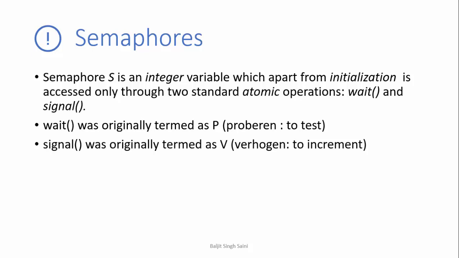Semaphore is a variable. It's an integer variable which can be accessed only by two atomic operations, wait and signal. So if you want to modify or you want to read the value of s, you need to use two operations, wait and signal. Okay. Now what are those operations? We'll see in the next slide. Now wait is also termed as p and signal is also termed as v. So these are the names which can be used alternatively for wait and signal.